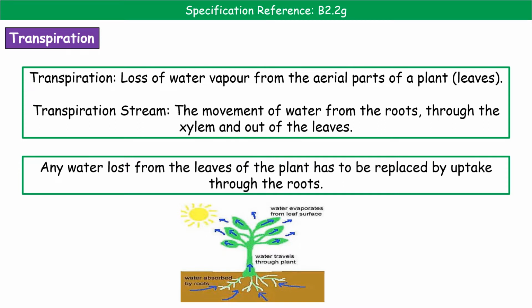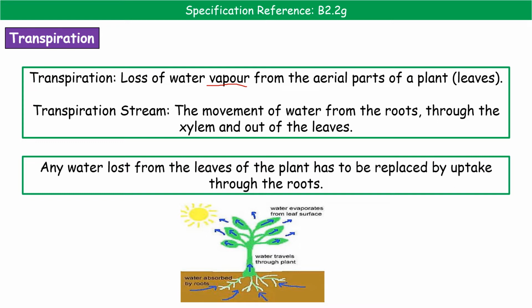The process we now need to look at is the process of transpiration. And quite simply, transpiration is the loss of water vapour from the aerial parts of a plant. You could say that as the loss of water vapour from the leaves, absolutely fine. Please be careful to make sure you do include the word vapour when we're talking about the loss of water. Don't just say loss of water from the leaves, because that's not going to be enough. Loss of water vapour from the leaves, or you could say the evaporation of water from the leaves, but you can't just say loss of water on its own.